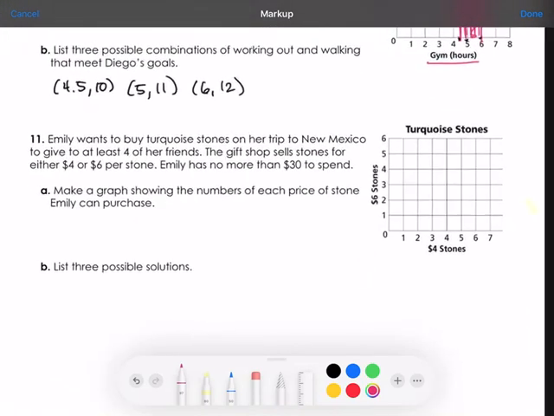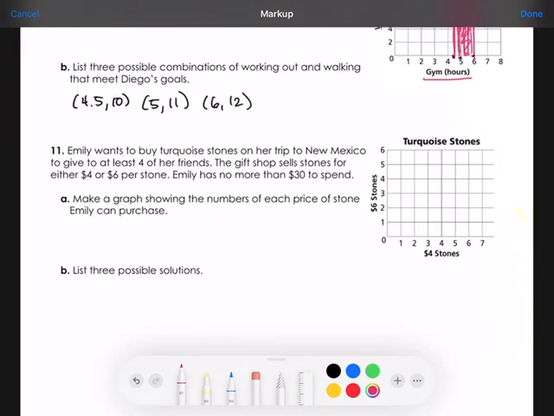Okay, so now we're going to do the second word problem. Now this one is one where we're going to actually come up with some equations or inequalities. So it says Emily wants to buy turquoise stones on her trip to New Mexico to give to at least 4 of her friends. The gift shop sells stones for either $4 or $6 per stone. Emily has no more than $30 to spend. And over here I noticed that we have $4 stones and $6 stones. So basically she can pick the stones she wants for her friends. And so if I'm looking here, $4 stones are X and $6 stones are Y. So I'm going to label that over here as well.